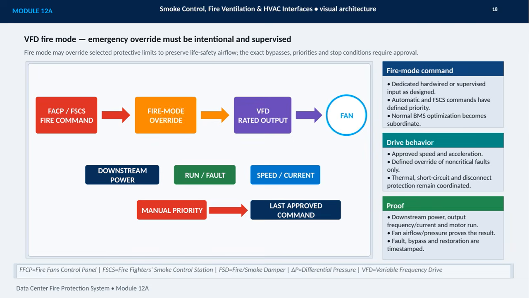The drive may bypass selected protective limits when necessary to preserve life-safety airflow, but the exact bypasses, priorities, and stop conditions must be defined in the approved design. Drive behavior also needs clear boundaries.